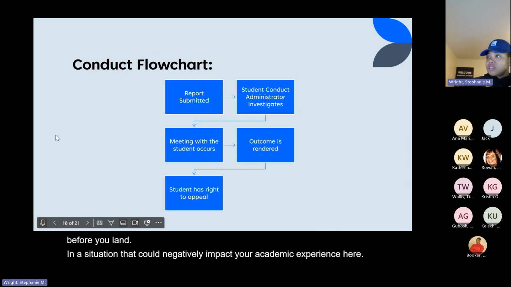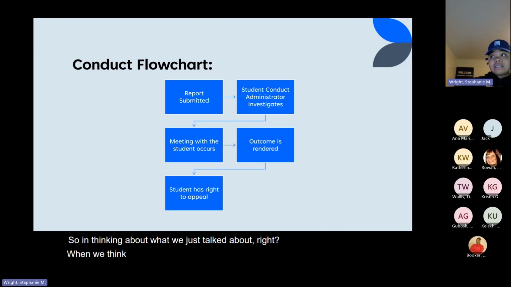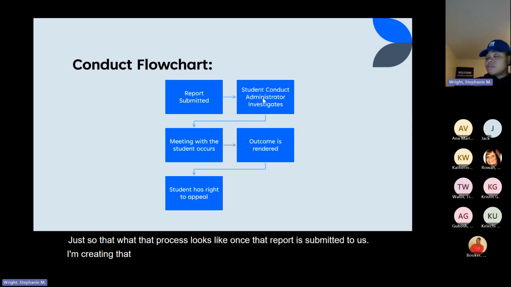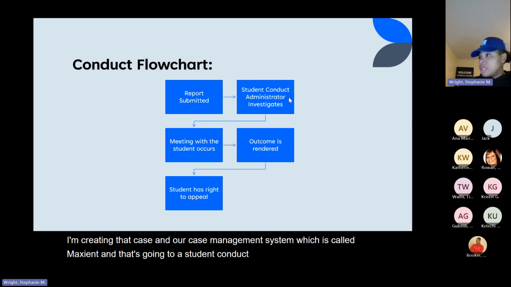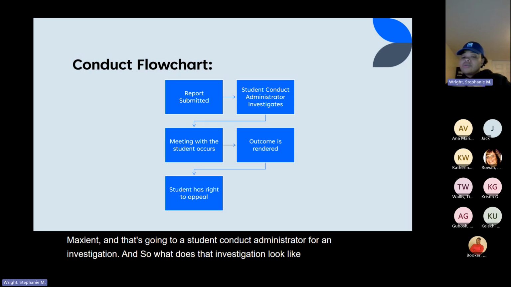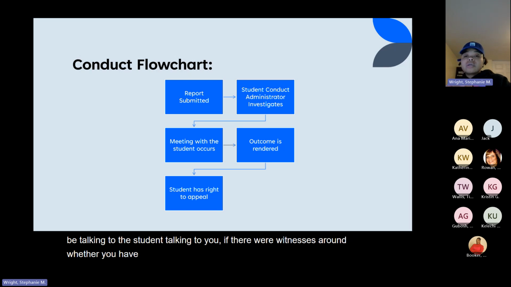So, in thinking about what we just talked about, when we think about the conduct piece, just so that you know what that process looks like: once that report is submitted to us, I'm creating that case in our case management system, which is called Maxient, and that's going to a student conduct administrator for an investigation. And so what does that investigation look like? That's going to be talking to the student, talking to you. If there were witnesses around, whether you have folks that can talk to them or the student has folks that want to speak on their behalf.